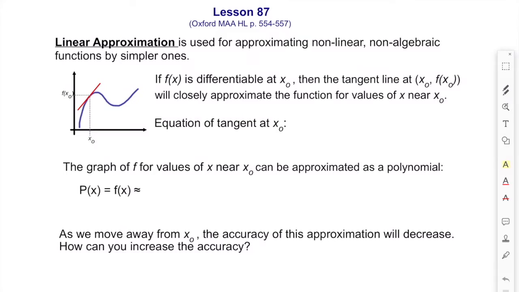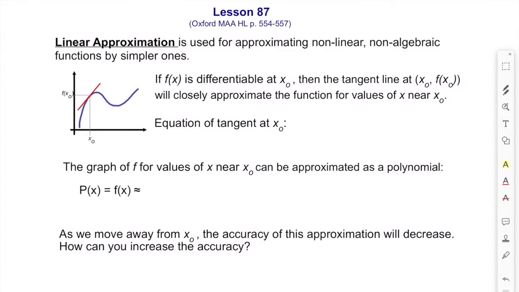So I'm going to begin by talking a little bit about linear approximation. If you consider this random function in blue on the graph shown here, and the red line here indicates the tangent line of this function at a certain point, x0, comma, f of x0. Right now, I know that the whole function here is a curve.